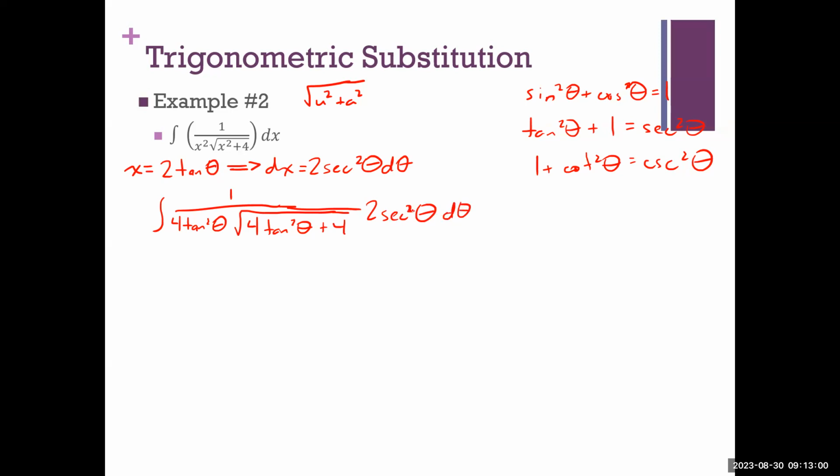Is it obvious at all if that was the right move? Go ahead. Why is it 4? Which one? Like 4 tangent squared theta. Inside or outside the radical? Actually, it doesn't matter. I guess they're both x squared. So if x is equal to 2 tangent theta, I have to square all of what x is. Oh, okay. So if x equals 2 tangent theta, then x squared is equal to 2 squared tangent squared theta.